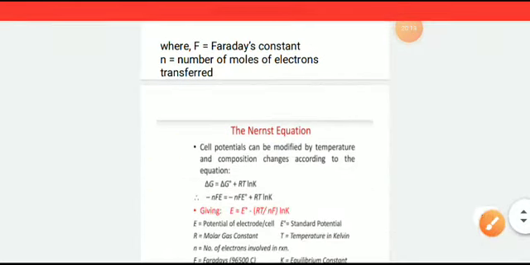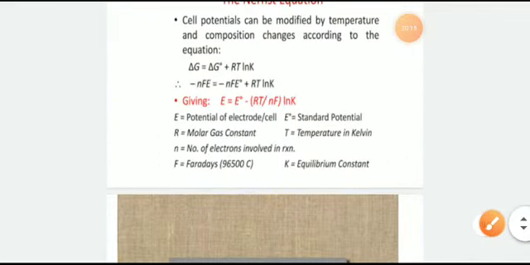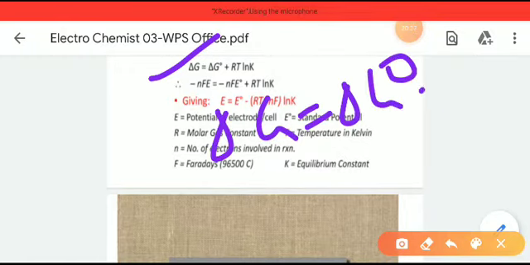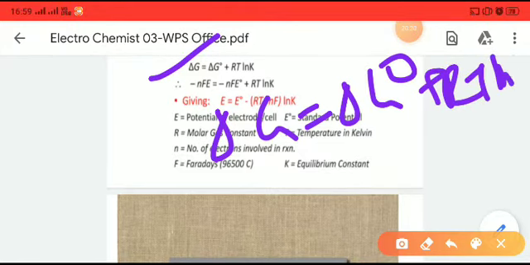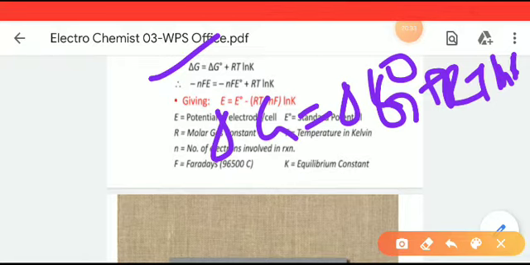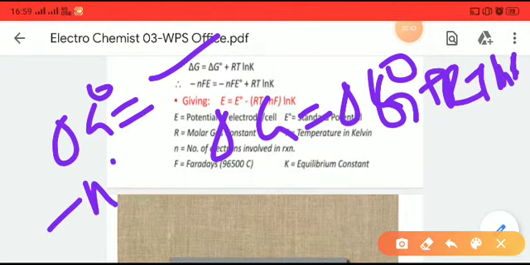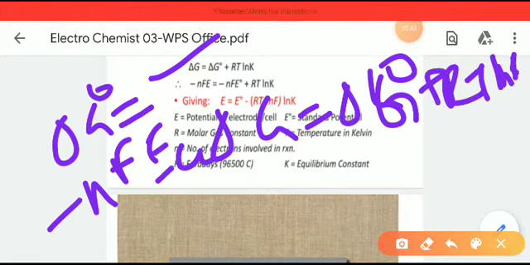Now in the last equation, we have to find ΔG as well. The equation is ΔG equals ΔG° plus RT ln K. We can easily find ΔG, as from the last equation we know that ΔG° is equal to minus nFE°cell. So we are putting this value into this equation.